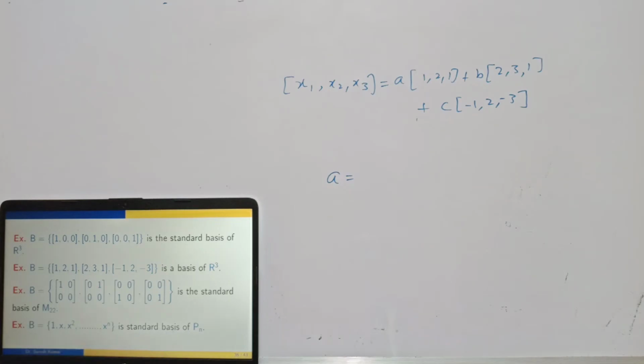For the vector space of nth degree polynomials, the standard basis is 1, x, x square and so on, x power n. You know any nth degree polynomial can be written as linear combination of these vectors, and these are linearly independent also. So it is standard basis of Pn.